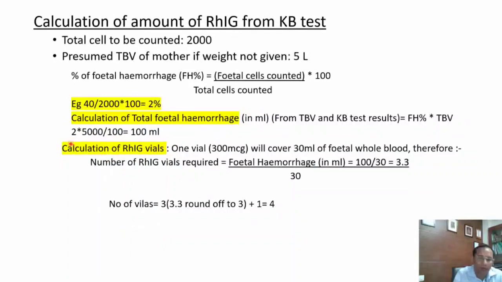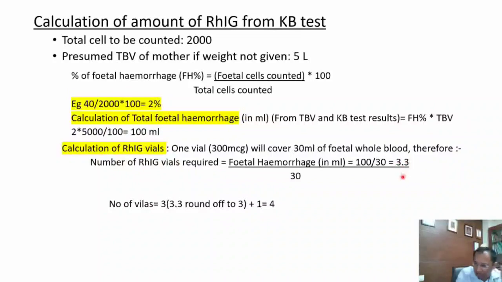Now the main part of the exercise, how to calculate the RhIG vials. We should know that one vial of 300 microgram, that is the full dose of the vial, will cover 30 ml of fetal whole blood. That means one vial will cover 30 ml. So suppose your total hemorrhage was 100 ml, you divide by 30 and you get a decimal value, that is 3.3 or 3.2 or anything like that. So this is the actual value on which you will calculate the RhIG vials.